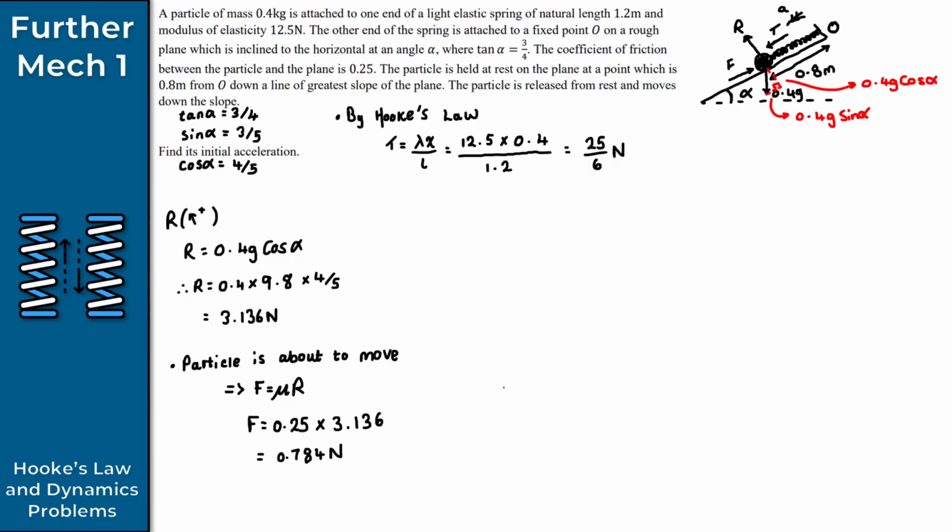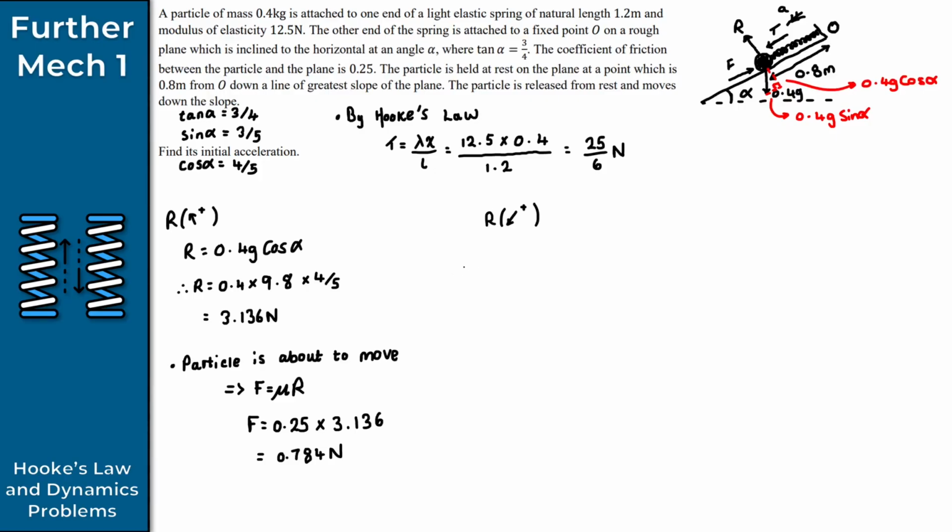Okay, perfect. So we're nearly there now. What we now need to do here is just resolve parallel to the plane, right? So now let's resolve parallel to the plane. So we've resolved down the plane here, like so. I'll take it down as positive then, parallel to the plane. What do we get here? So I've got two forces that are acting down the plane here. I've got this 0.4 G sine alpha, that's this component here. And we also have the thrust force, right?